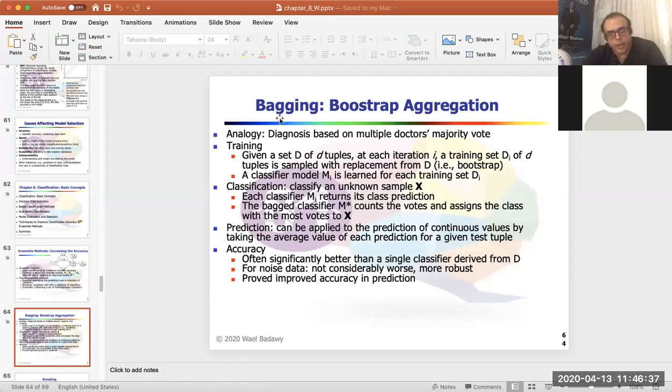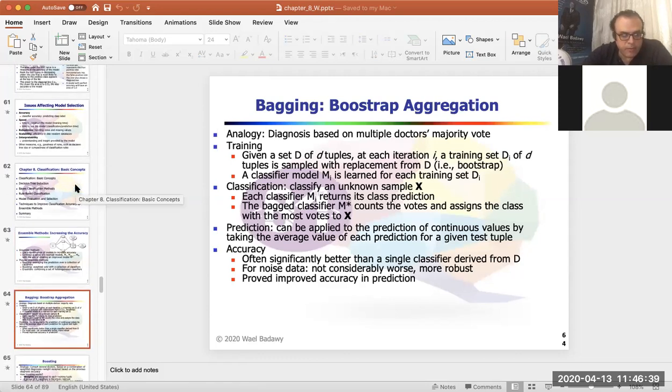So I will go step by step and have a brief discussion on each one of them. Basically, in bagging, I will do a bootstrap aggregation. The analogy here is diagnosis by multiple doctors, where I take a majority vote. I will be given a set of data tuples. I will train on the data, and then I will create my classifier models, Mi, for each data set. And then when each classifier returns a prediction of a class, I will take the majority class. The prediction can also be applied to predict a continuous value by taking the average of each prediction for a given set.